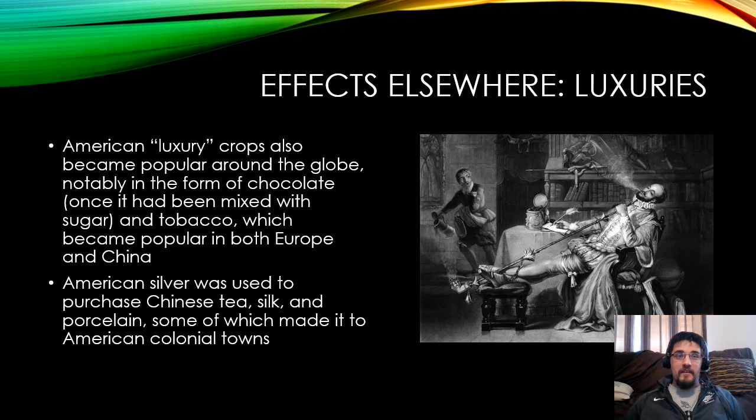American silver was also used to purchase Chinese tea and silk and porcelain. So silver mined in Peru, and we are going to do a whole lesson on silver, silver mined in Peru would be used to buy tea in China. That's a global trade network because that tea would then, of course, be consumed in, say, Spain or England or any number of other European nations.